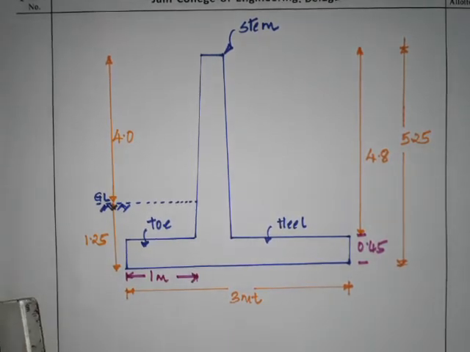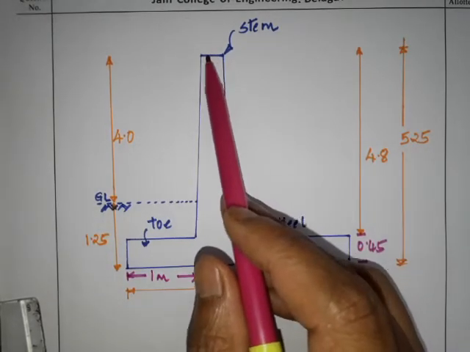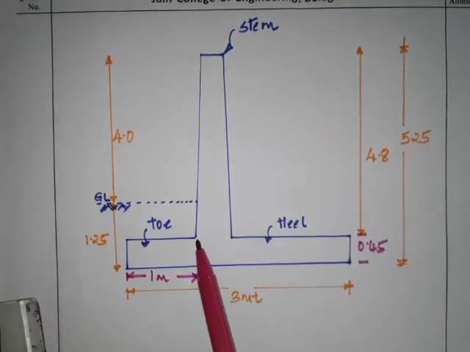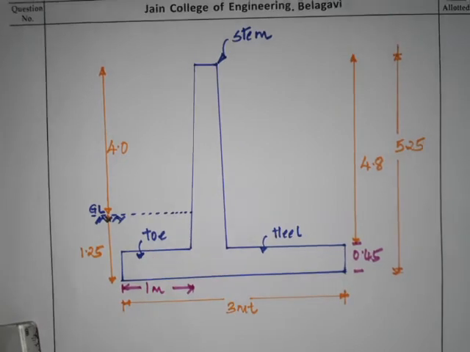Okay, the toe projection is 1 meter, and the remaining dimensions we have to calculate, that is the thickness of the stem. What should be the thickness of the stem, that we have to fix, so that after fixing, we can calculate the projection of the heel slab also. So for that you have to go for the design of the stem.